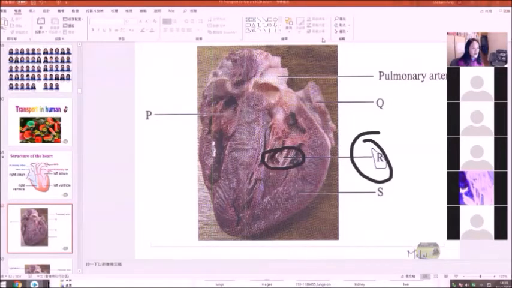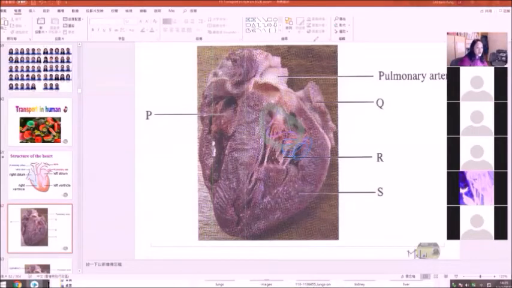How about the bicuspid valve? Where is the bicuspid valve? Yes, so this one and then this one. 2 flaps, okay? They are the bicuspid valve. Most students don't know this part is the left atrium, which is very small.